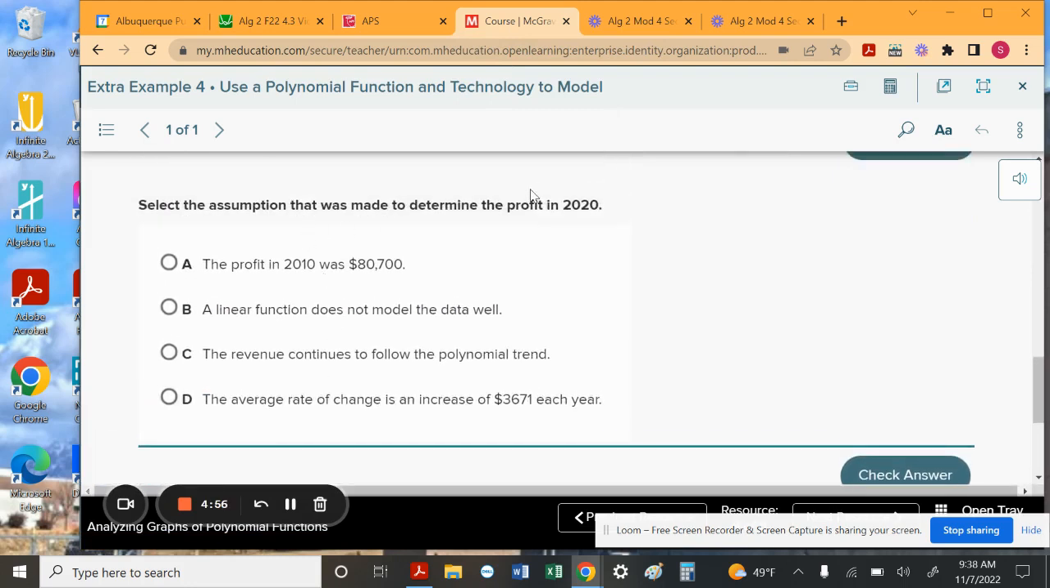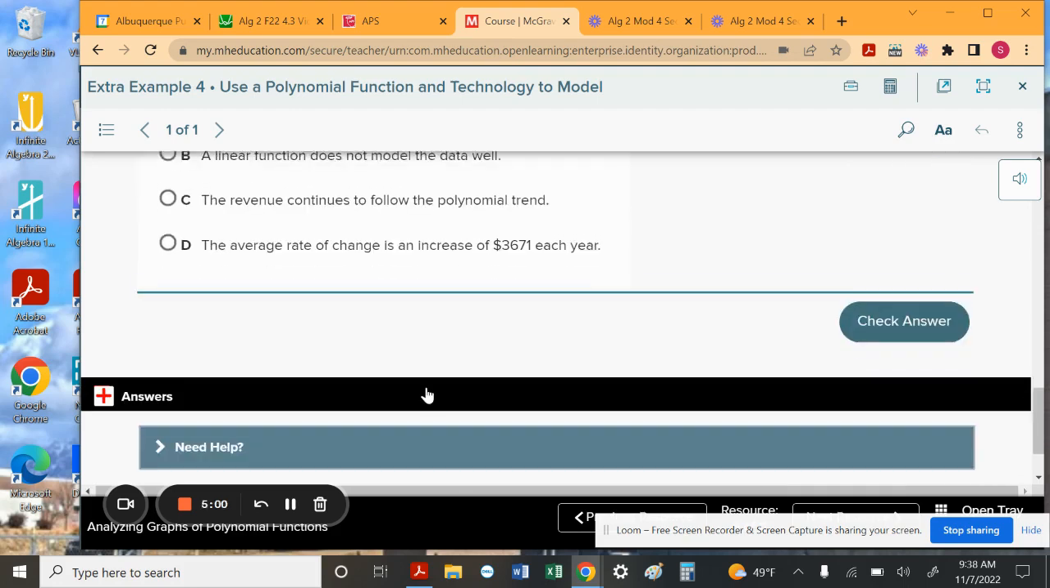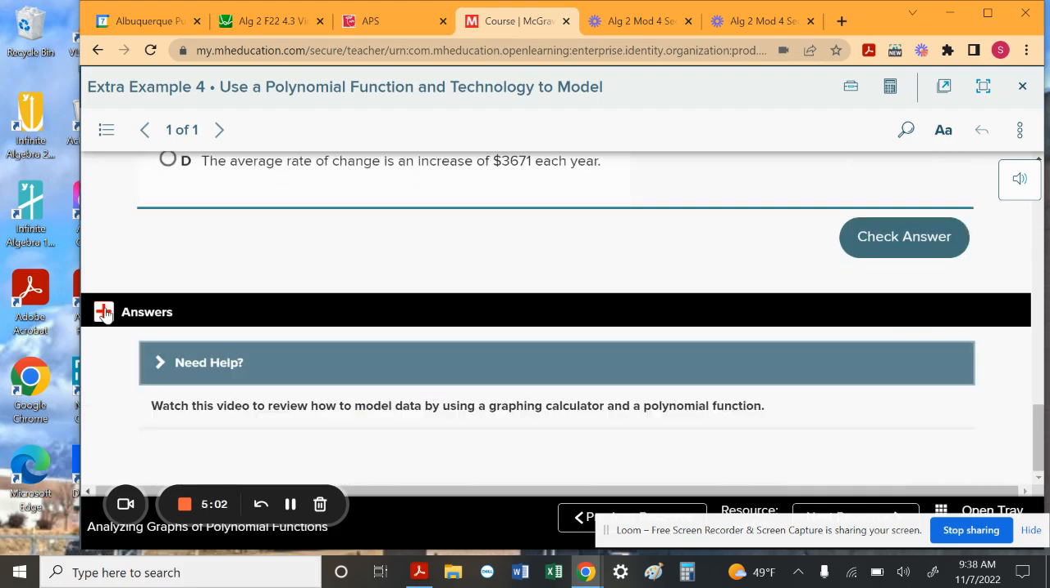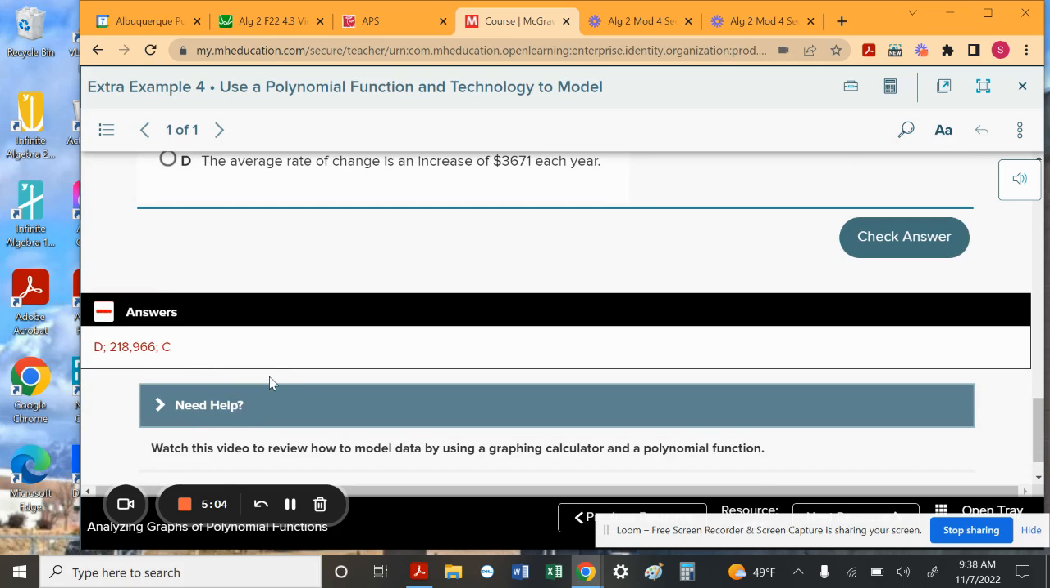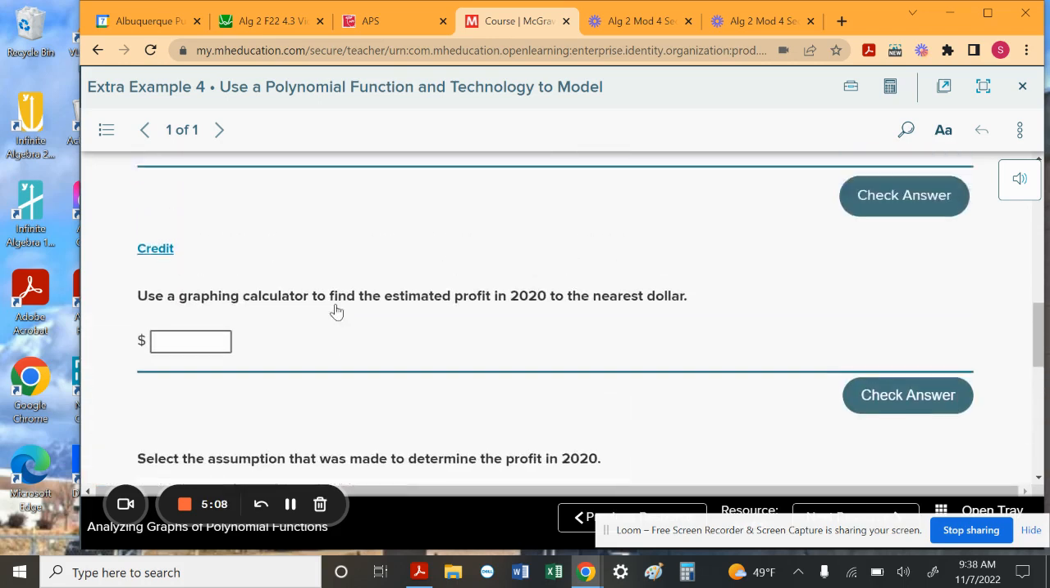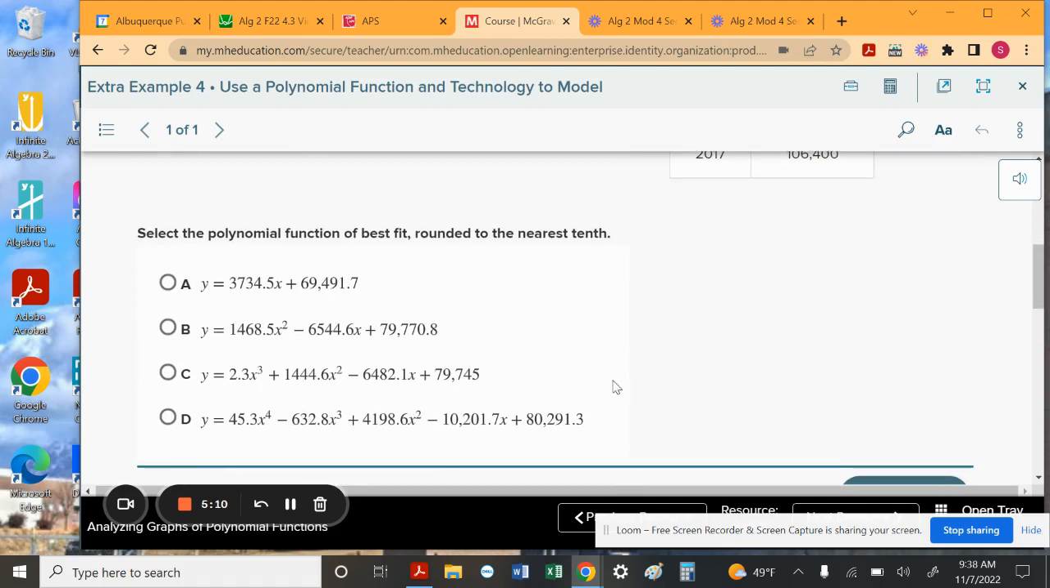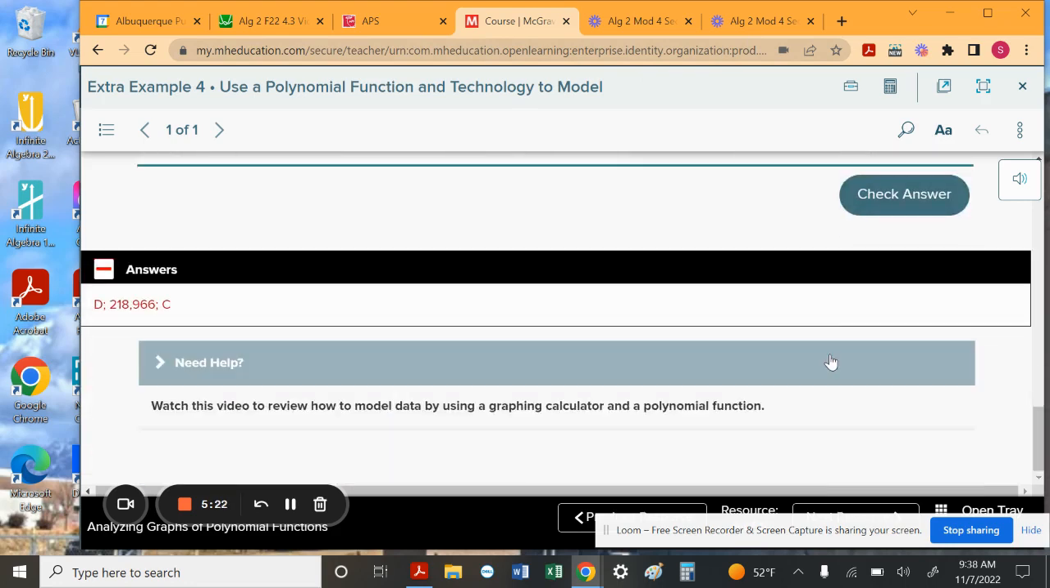And then notice this, what's the assumption in 2020? That the revenue continues to follow the polynomial trend, which means it should increase as we go up. Okay, so we can see that. So D, and we can see what's happening with all those different values. I don't know if I necessarily agree that this is the best fit function out of the 4, especially when we're looking at that table there. But that's what they have, so that's what we're going to take a look at. So, okay, let's go to the next one.